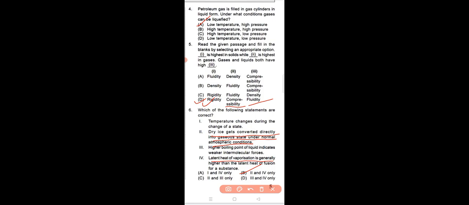Latent heat means the amount of heat required to convert 1 kg of the liquid to gas. It is higher than latent heat of fusion. Fusion means solid to liquid for a substance. For water, we know that the melting point is 0, but the boiling point is 100 degrees centigrade. So of course, obviously, latent heat of vaporization is generally higher. So options 2 and 4 are the correct answer, option B. So next we will see question number 7.